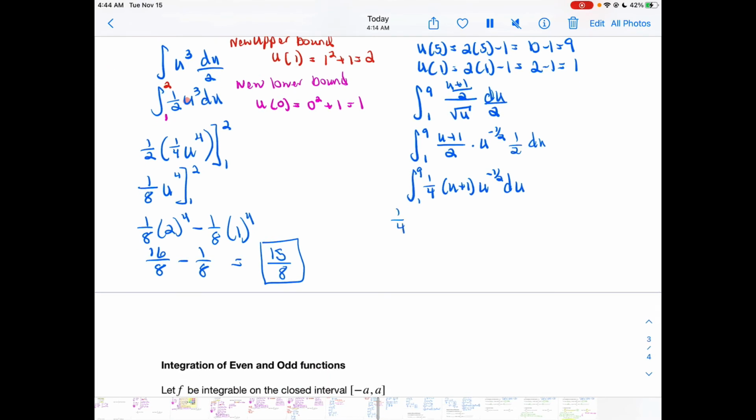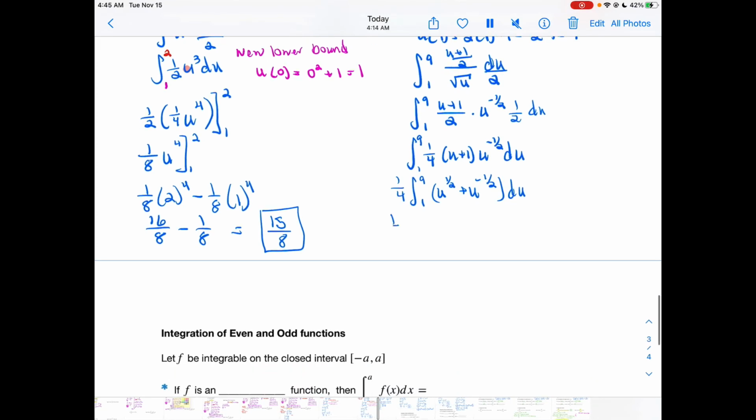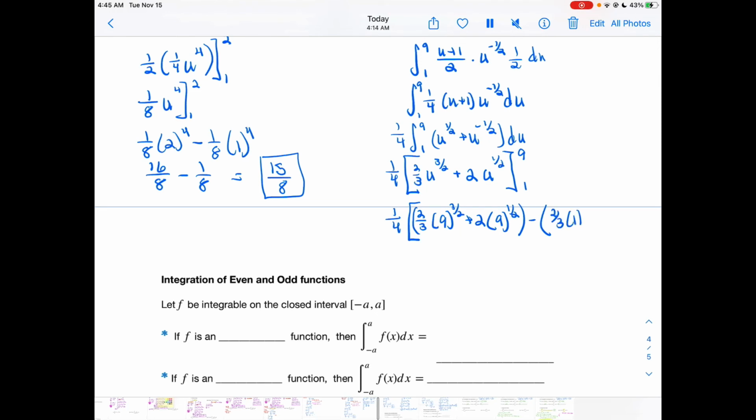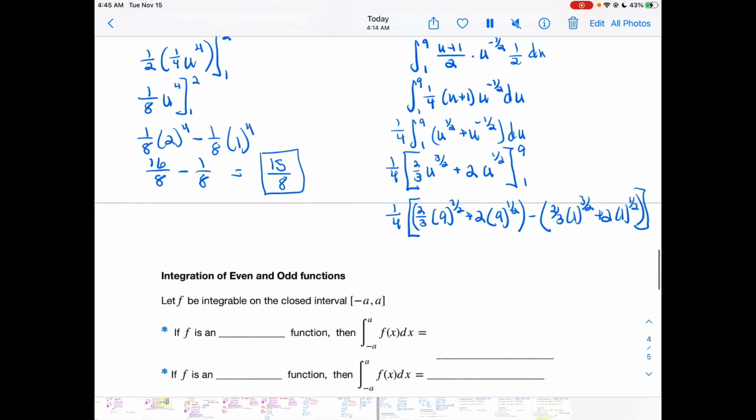And so before I integrate this, I need to figure out what u plus 1 times u to the negative 1/2 is. So I'm going to just do the distributive property and get u to the 1/2 plus u to the negative 1/2 du. Notice I factored out my constant. And so now the antiderivative of u to the 1/2 is 2/3 u to the 3/2, and the antiderivative of u to the negative 1/2 is 2u to the 1/2. And I'm going to evaluate this from 1 to 9. Substituting in 9 in place of every u, and then subtracting, substituting 1 in place of every u. And all of that is times 1/4.